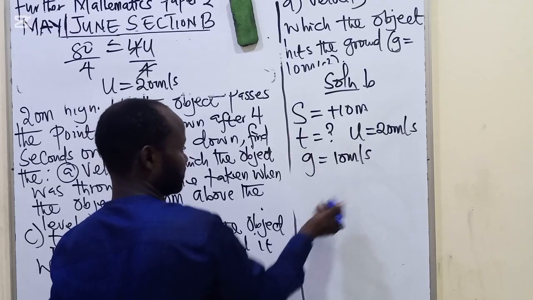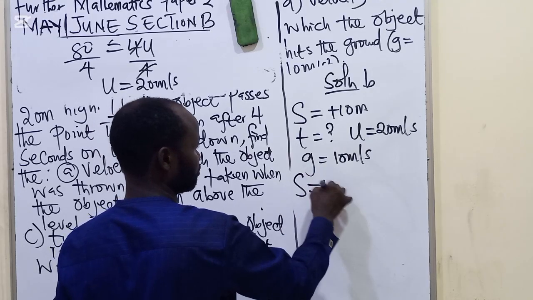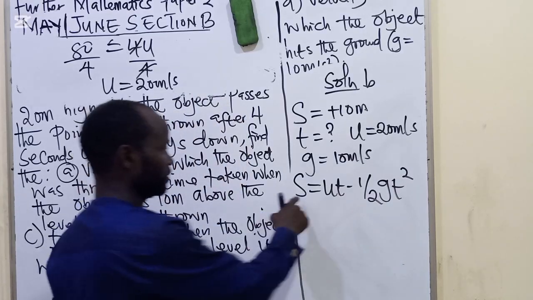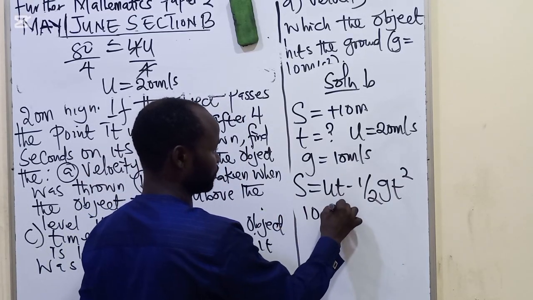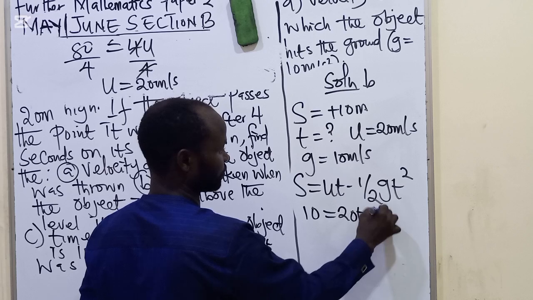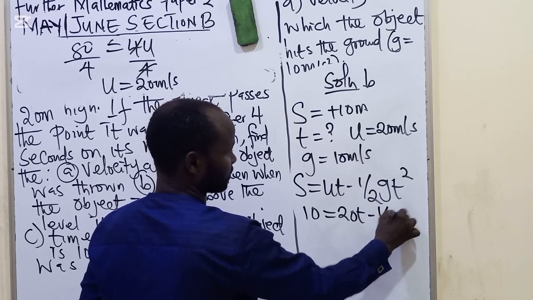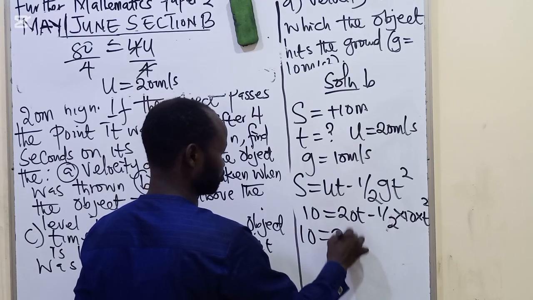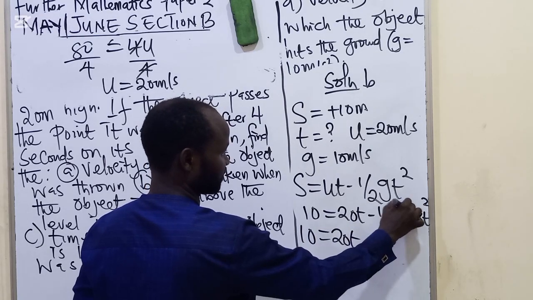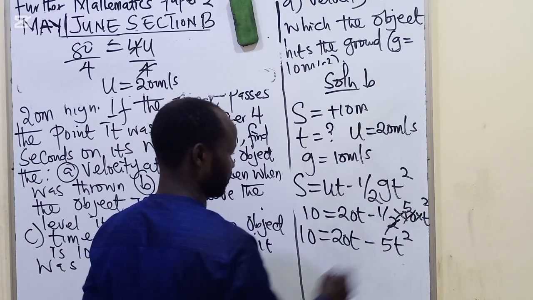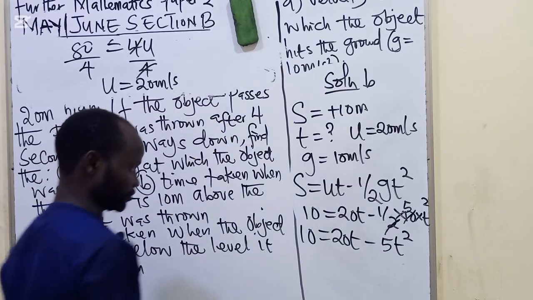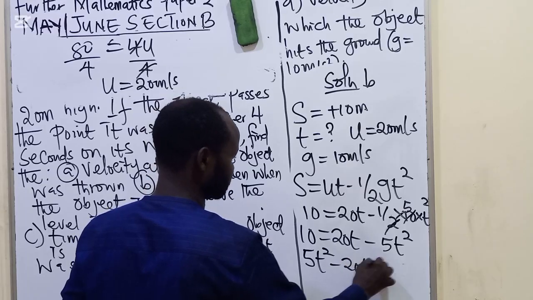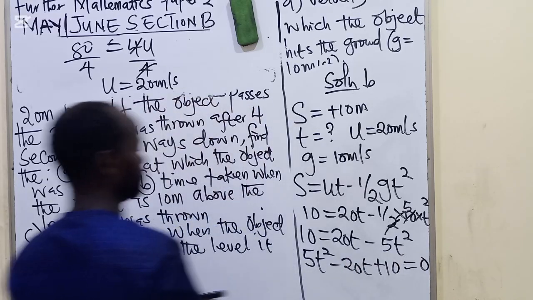We're looking for time. So we can still use the same formula. S will be ut minus half gt squared. Displacement is 10. That will be u, which is 20, times t minus half times 10 times t squared. This will be 10 equals 20t minus 5t squared. Of course, this is leading to a quadratic equation. Let's rearrange: 5t squared minus 20t plus 10 equals 0.